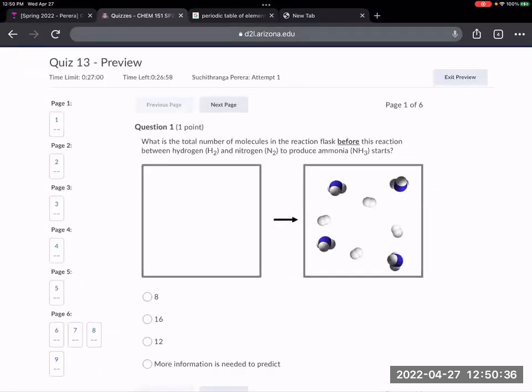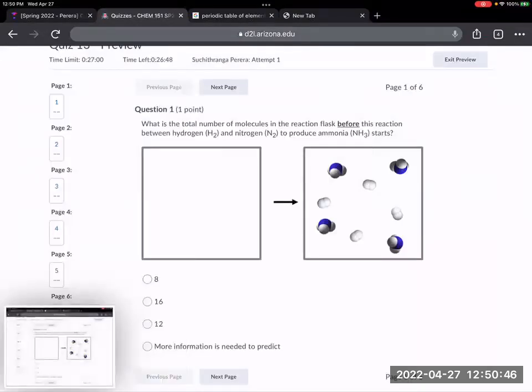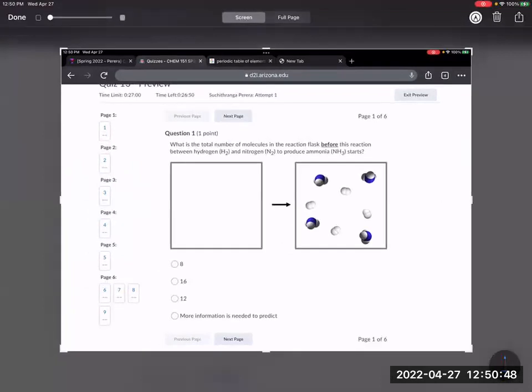All right, first question. What is the total number of molecules in the reaction flask before this reaction between hydrogen and nitrogen takes place? Okay. So we are given the final state. Here's our final state, here's our initial state. They are asking what we should have in the initial state. Whatever number and types of atoms we have in the final state must be the same as what we have in the initial state.